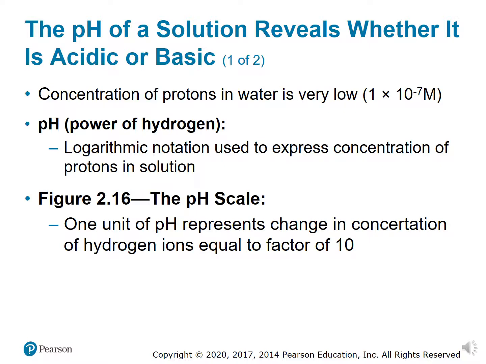Now that we know the concentration of protons in water is very low, 1 times 10 to the negative 7 molar, this is how we get this logarithmic scale. pH, the power of hydrogen, is literally a log base 10 scale. So that power of hydrogen refers to its logarithmic notation.